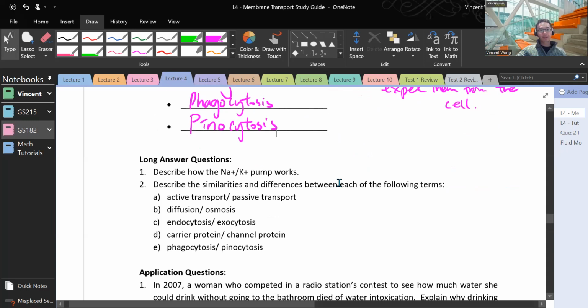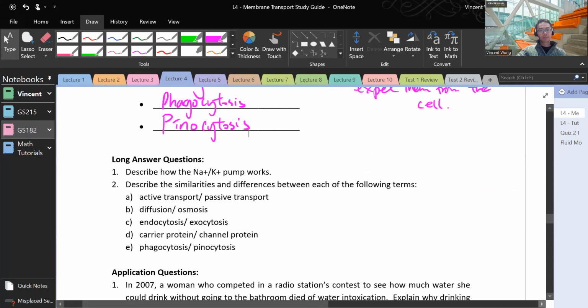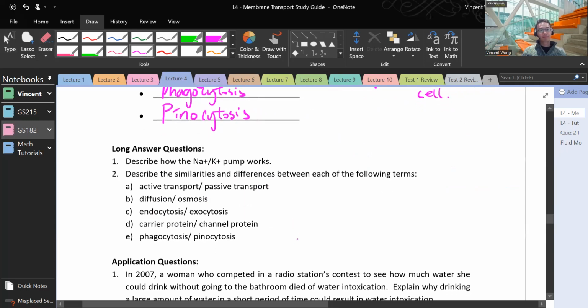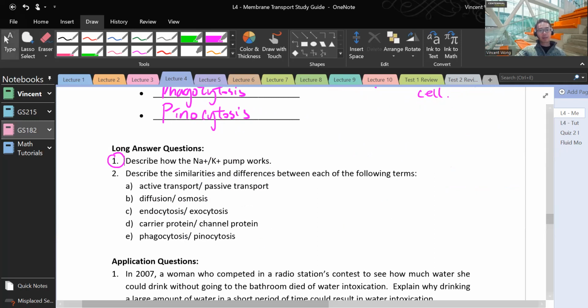All right. Any requests for these long answer questions? Okay, number one, describe how the sodium potassium pump works.